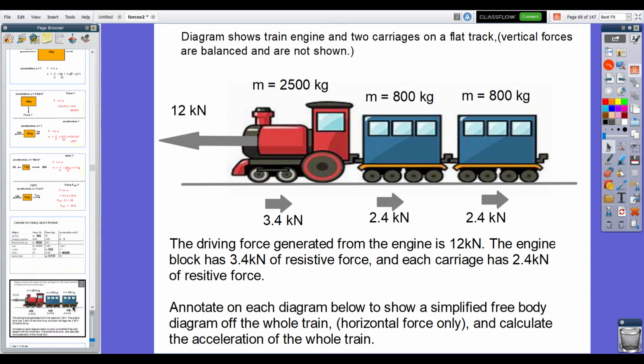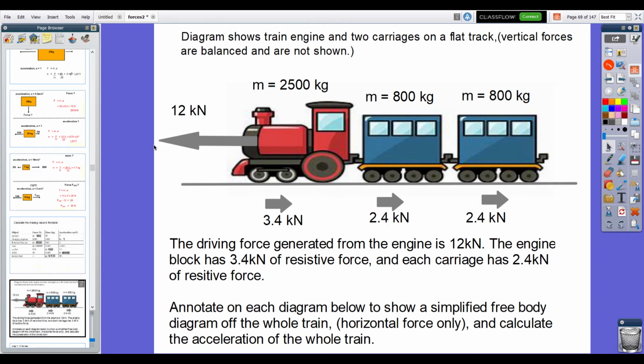The diagram shows a train engine, that's the red, and 2 carriages on a flat track. So vertical forces are balanced, so we can just ignore all the weight pushing down and the reaction forces pushing up. They haven't been shown in the diagram because they just cancel out. The driving force generated from the engine is 12 kilonewtons, so 12,000 newtons. That's the train engine pulling it forward. The engine block has 3.4 kilonewtons of resistive force, and each carriage has 2.4.